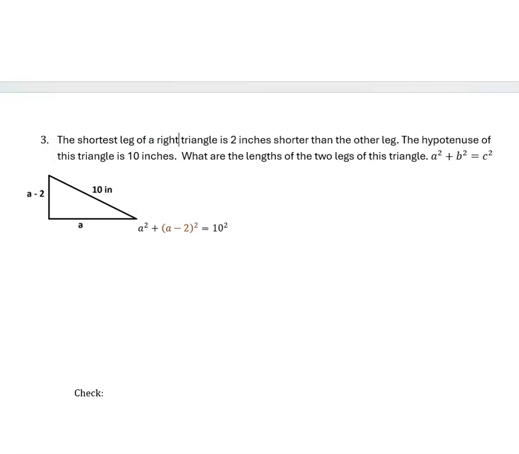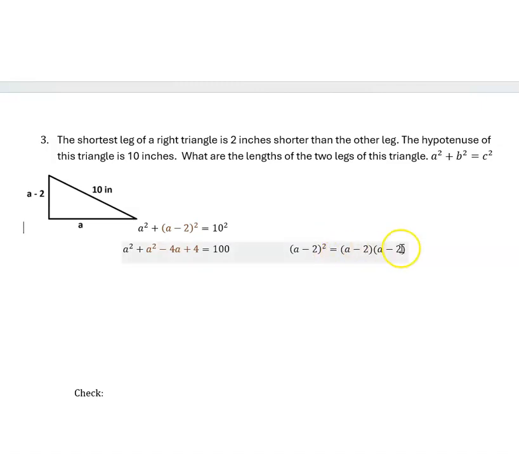So, because we can use the right triangle formula here, a squared plus b squared equals c squared. Instead of b squared, we're using (a minus 2) squared, and instead of c squared, we're using 10 squared. So I have my first side to the second power, my second side to the second power, and then 10 to the second power. And then I'm going to just go through and simplify that by taking (a minus 2) to the second power.